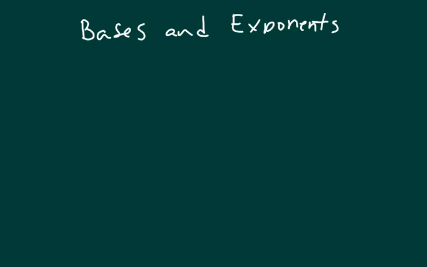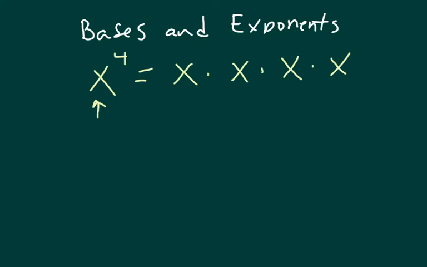So let's explore a little bit more with bases and exponents. If we have x to the 4th power, so we're introducing a variable here, this would mean that we're going to be multiplying x 4 times. So x is the base, and the number 4 is the exponent.